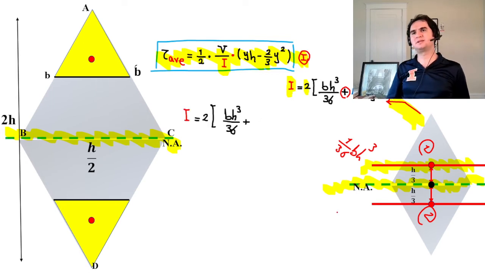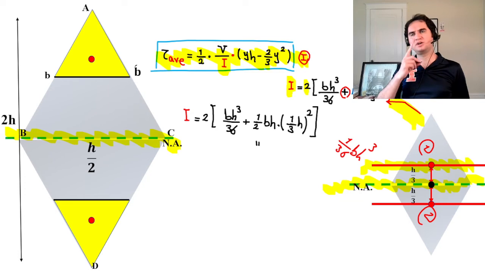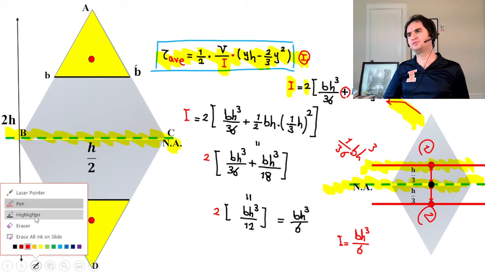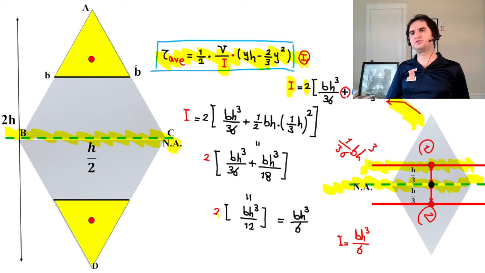So let's replace the numeric values in the equation, and if you do the math, it just gives you I is equal to 2 times bh cubed over 12, and that's bh cubed over 6, the I for the entire area. So far, we calculated the moment of inertia for the entire area, and also we got an equation for tau average based on y and h.